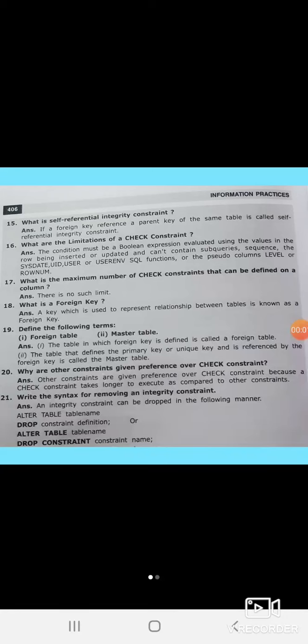Dear learners, I welcome you all in our today's offline video lecture of class 12, and our today's topic is some examination pattern questions of chapter database management system. So we start with some examination pattern questions.